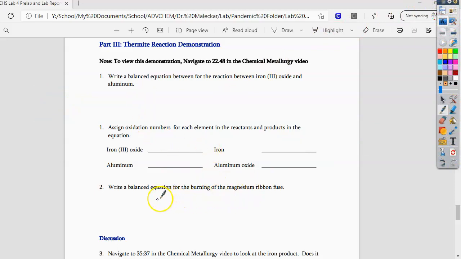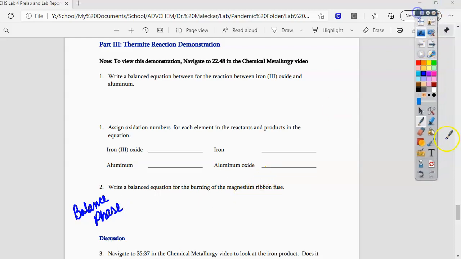Magnesium ribbon, make sure you balance it and make sure you use phases. This is just a combustion reaction of magnesium. It's just magnesium reacting with oxygen. So Mg plus O2, and you can predict the products.